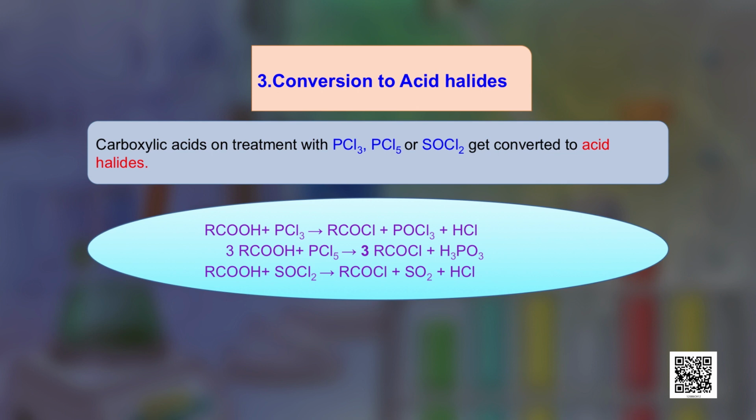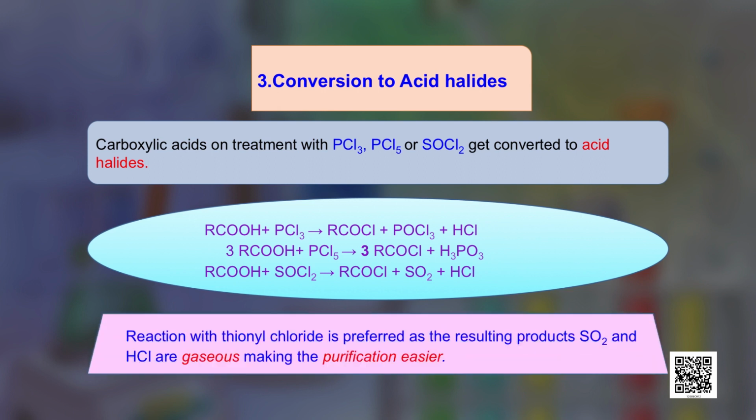Now, here the SO2 and HCl formed are both gaseous. Thus, the reaction with thionyl chloride is preferred because the resulting products SO2 and HCl are gaseous, and therefore, the purification of the acid halide obtained is now very easy.